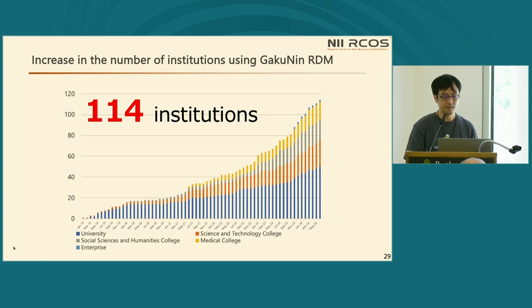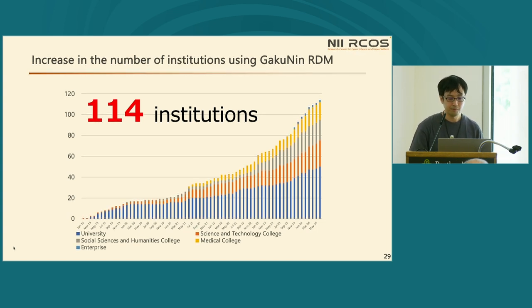The Sixth Basic Plan for Science, Technology, and Innovation published by the Cabinet Office in 2021 states that all universities and research institutions with an institutional repository must establish an institutional data policy by 2025. Additionally, all funding agencies are required to request a data management plan, DMP, for all new budget calls starting in 2023. These policies have greatly contributed to the widespread adoption of our Gakunin RDM.